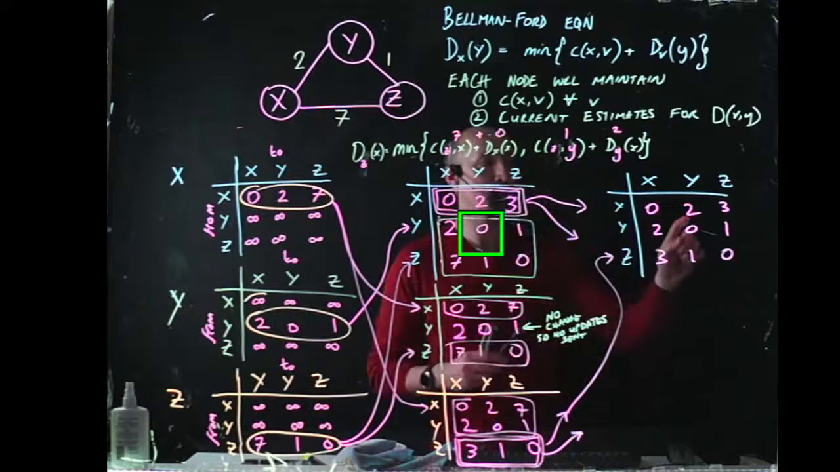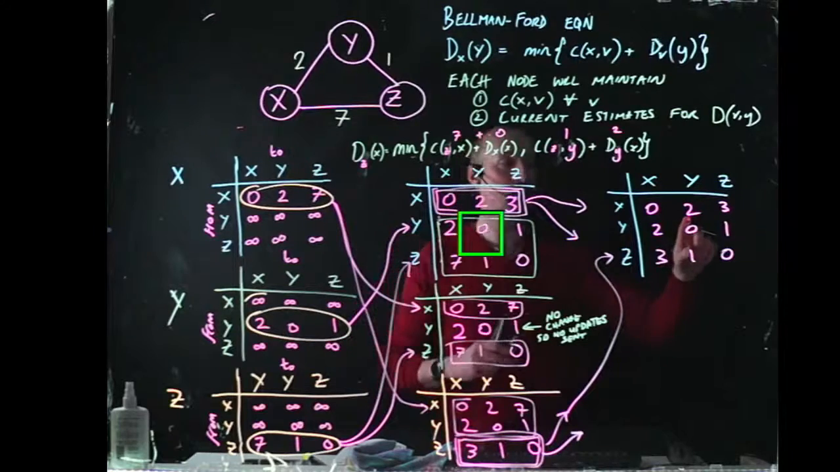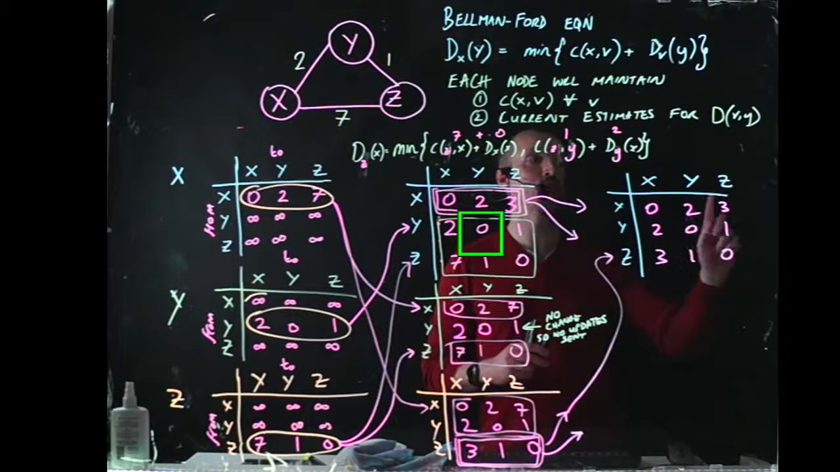Well, obviously 0 is okay. What about y? Well, we have to run the Bellman-Ford equation on this. We'll find that it stays as 2. We'll do it for z here as well. We'll find that it stays as 3.